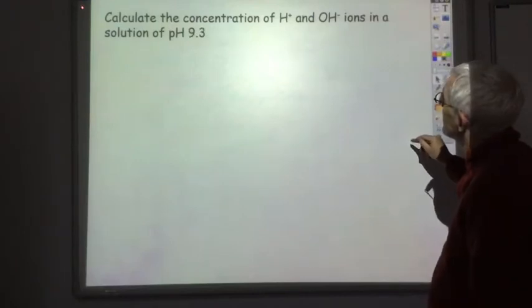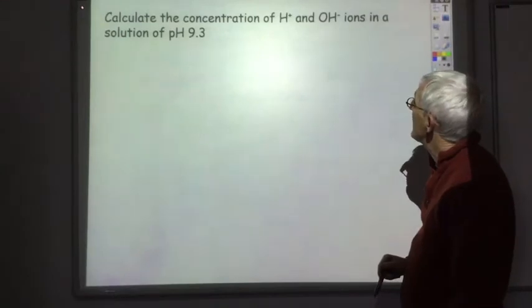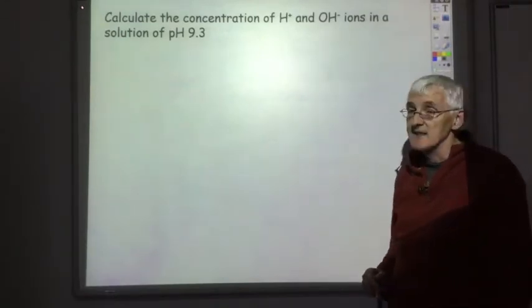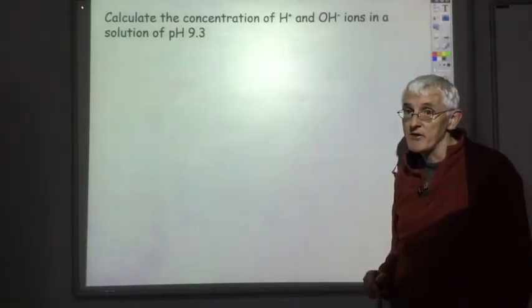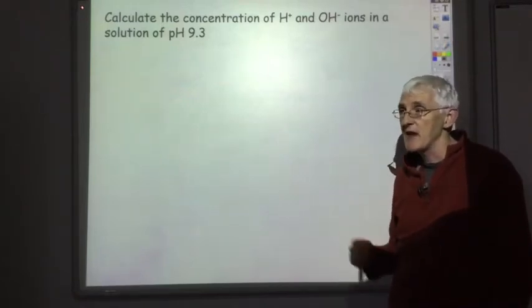So why don't you try this question now? Calculate the concentration of hydrogen ions and hydroxide ions in a solution with a pH of 9.3. So stop the lecture, try it, and then I'll give you the answers.